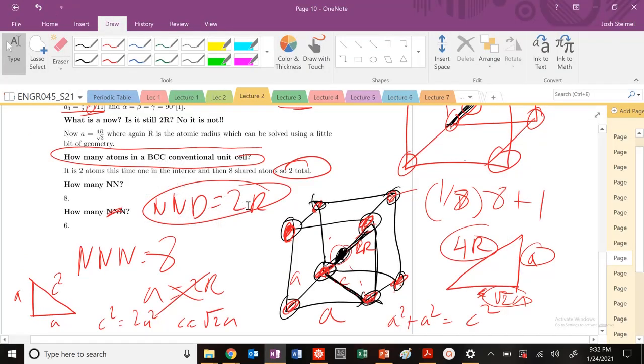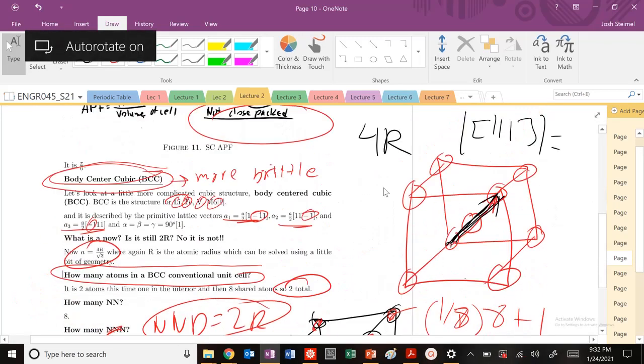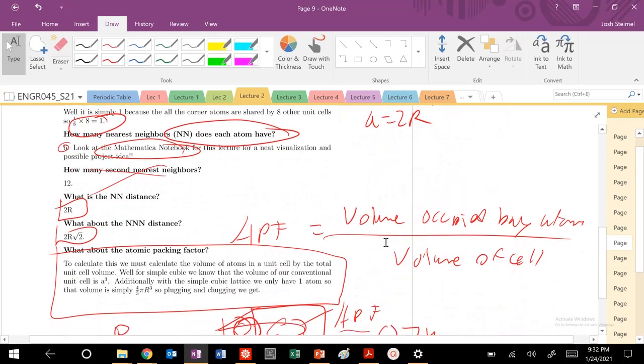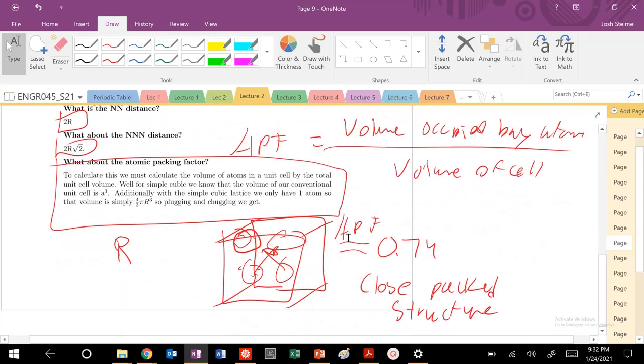So our distance A is 4R over square root of 3. We can write that down right here. Actually, it's shown right here. So A is equal to 4R over square root of 3. So we've got our last parameter. We know the number of nearest neighbors is 8 for BCC. We know that the nearest neighbor distance is 2R. We know the next nearest neighbor distance is A, which is 4R over square root of 3.